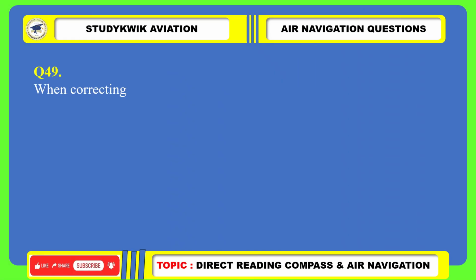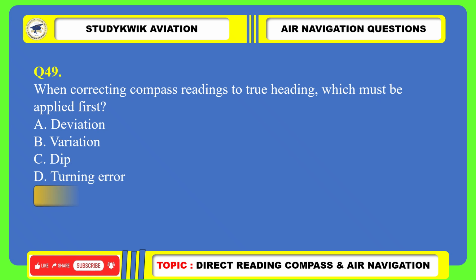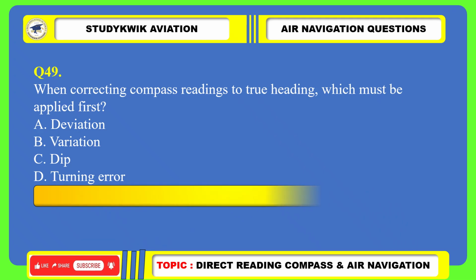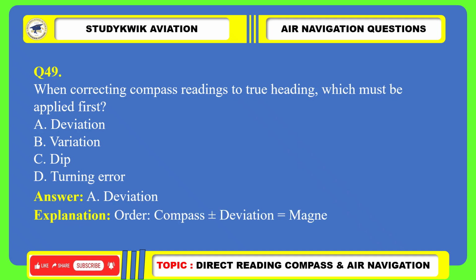Question 49. When correcting compass readings to true heading, which must be applied first? Deviation, variation, dip, turning error. The correct answer is A. Deviation. Order: compass plus or minus deviation equals magnetic; magnetic plus or minus variation equals true.